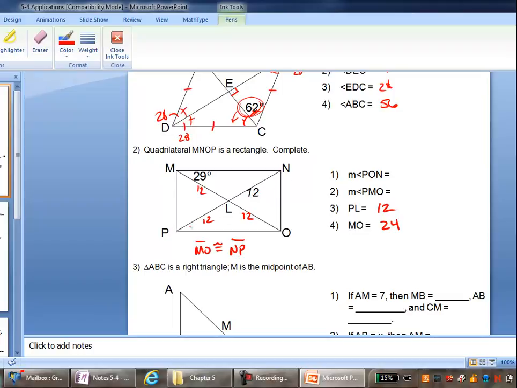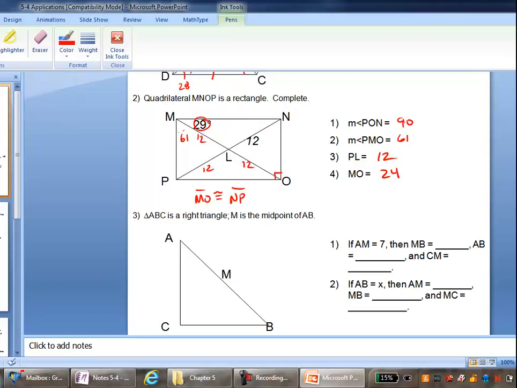PON, okay, P to O to N is this whole angle. You need to remember that they're always right angles at the base. And then PMO, P to M to O, is this piece right up here. 29 has already been used, so we only have a certain number of degrees left over to make up 90. So if you think about it and you say 90 minus 29, you'll end up getting that that's 61 degrees. Alright, look at this next one here.